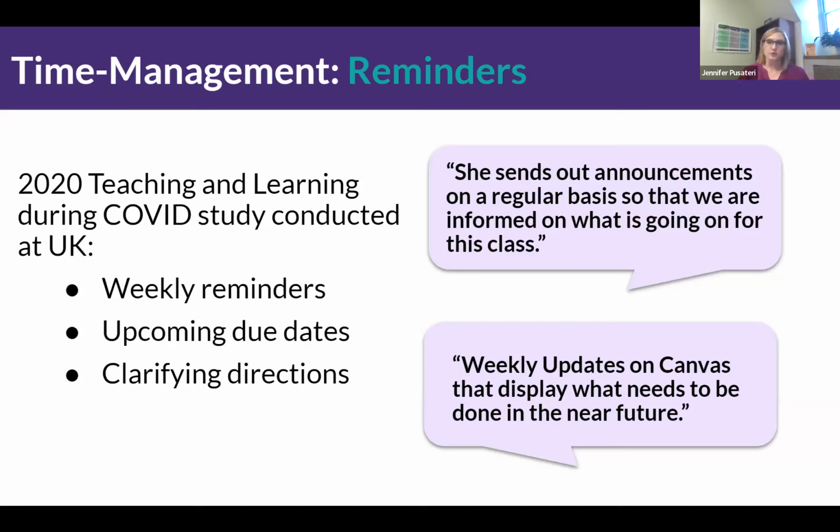You can see some of the quotes here on the right side. "She sends out announcements on a regular basis so that we're informed on what's going on for this class." Or another student said, "Weekly updates on Canvas that display what needs to be done in the near future." We have to keep in mind that our students are not just taking our class, right? They're taking several classes. It can be tricky to meet the schedules, needs, and deadlines of 4 classes or 3 or however many classes students have.